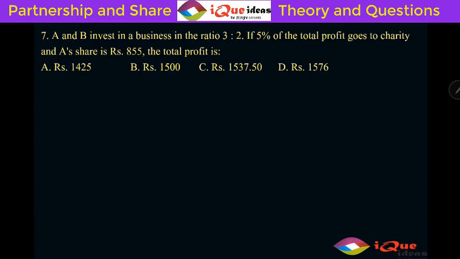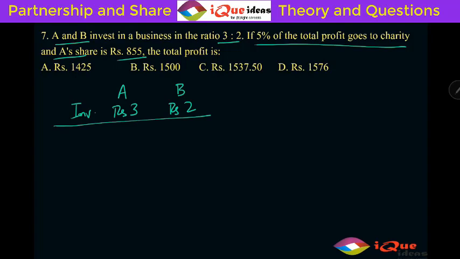Now this question is a very interesting and tricky question. You have to be really careful here. It says A and B invested in the business in the ratio 3 is to 2. 5% of the total profit goes to the charity and A's share is rupees 855. Fantastic. So let's say A and B. Let's assume their investment amounts are rupees 3 and rupees 2. The ratio is given 3 is to 2, so we can take 3 and 2 rupees. There is nothing mentioned about time. Now, whenever time is not mentioned, we assume that the time is same.